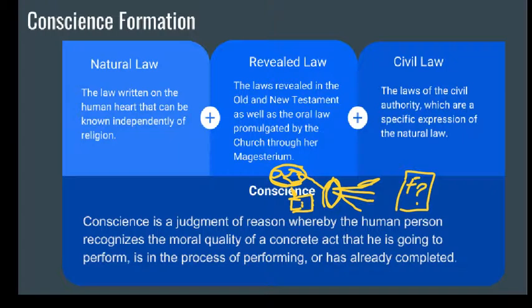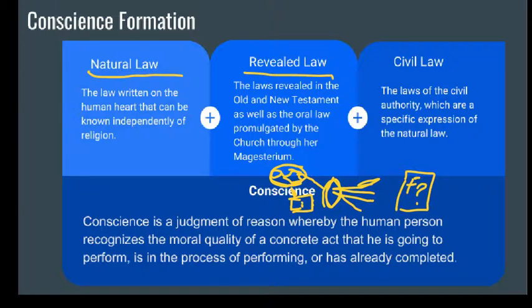So there are three sources of information for the conscience, at least from the Christian perspective. The first is the natural law, which we talked about in the last lesson. It's the law written on the heart of mankind that we can know independently of religion. It's self-evident, such as the idea of freedom. We're going to look at a movie that follows the Cristeros in Mexico and their fight for religious freedom. Nobody has to tell us we have religious freedom. That's inherent in what it means to be a person.